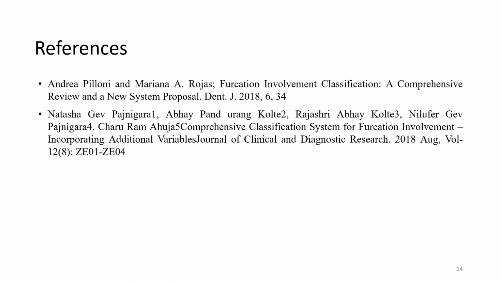These are the references for these two classifications. These are the original articles from which these classifications were taken. And I hope this is clear. A little confusing, a little detailed, but very much simplified once you get it.